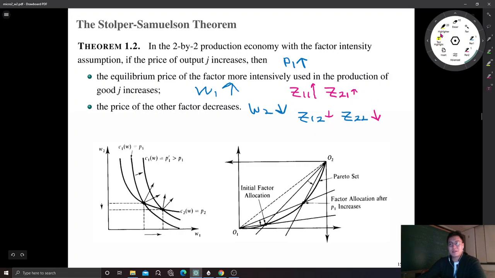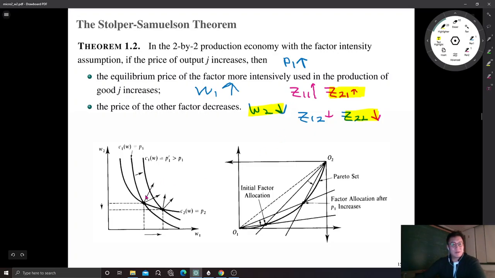Right? This is why W sub 2 decreases, because this quantity effect dominates firm 1's incentive to expand business. So this is why we have a decrease in the second factor's price. W sub 2 decreases. Okay?